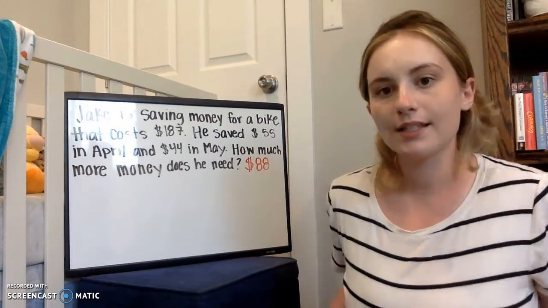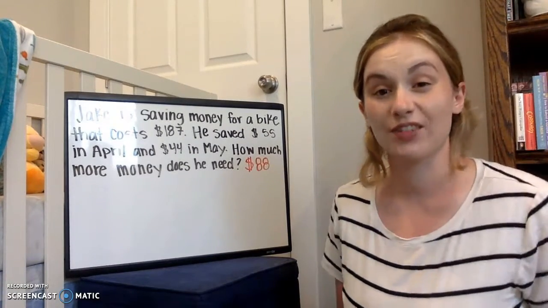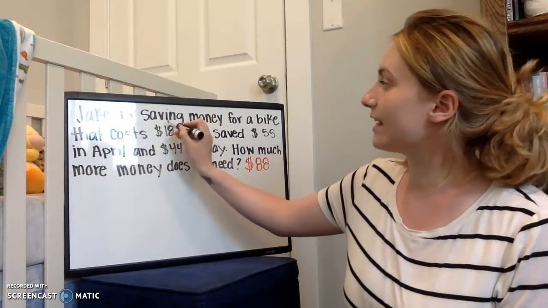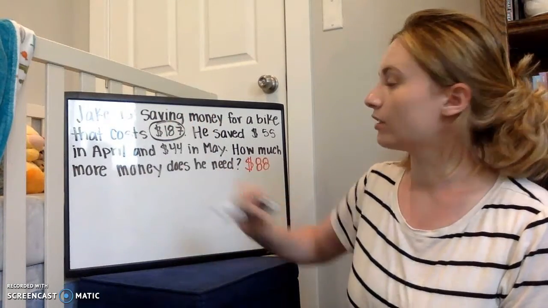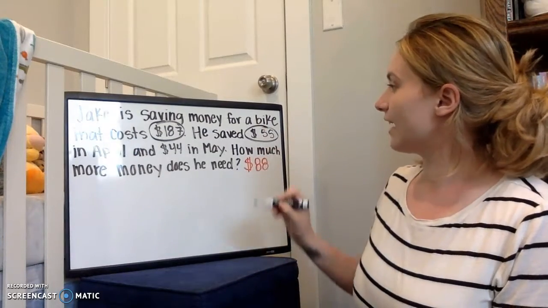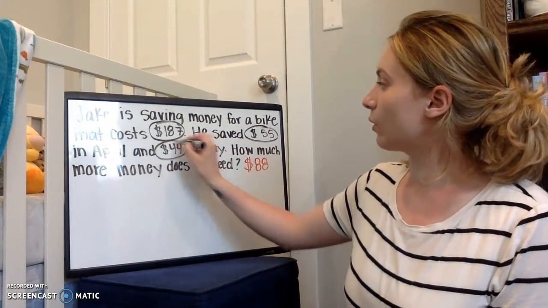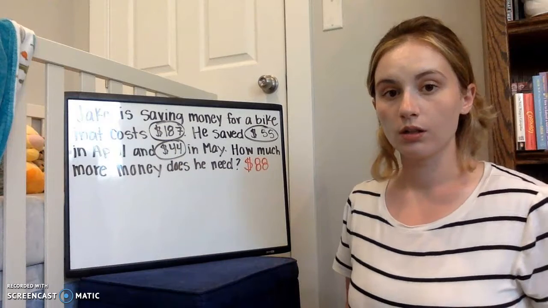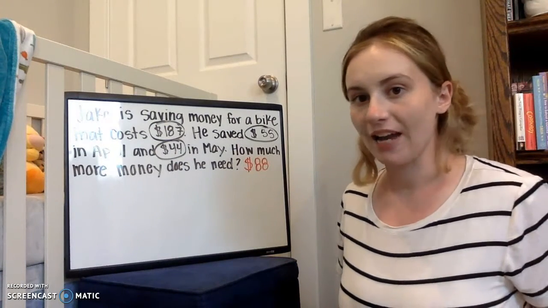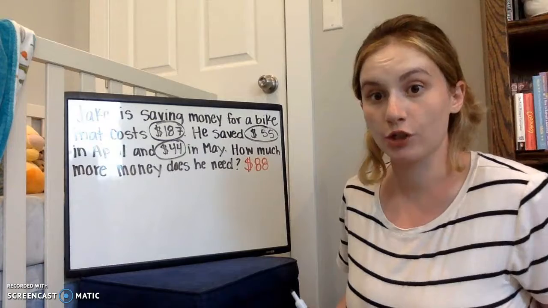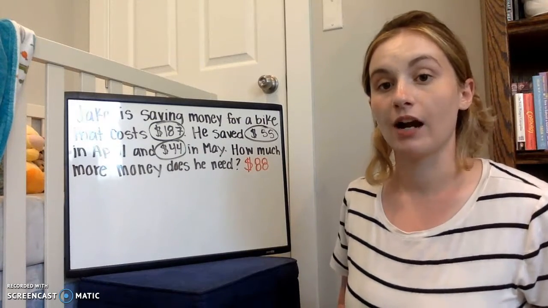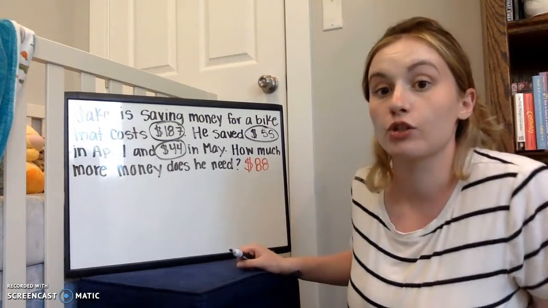First, what is this asking us? What do we know? What do we still have to figure out? Well, I know he has a total. He's got $187 that he has to get to. That's the goal. I know that he's saved 55 and he has saved 44. So, in order to figure out how much more he needs, I have to know how much total he has so far. So let's add 55 plus 44 to figure out how many dollars he's saved so far.